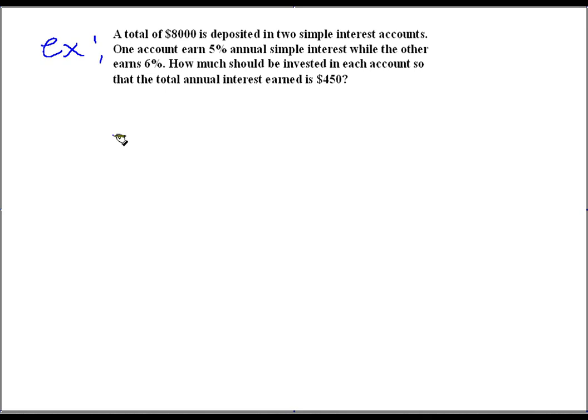All right, let's take a look at this problem here. A total of $8,000 is deposited into 2 simple interest accounts. All right, one account earns 5% annual simple interest, while the other earns 6%. All right. How much should be invested in each account so that the total annual interest earned is $450? So I'm going to make $450. I want to make $450 per year on this $8,000 into these 2 accounts. So how should I invest it to achieve this result?